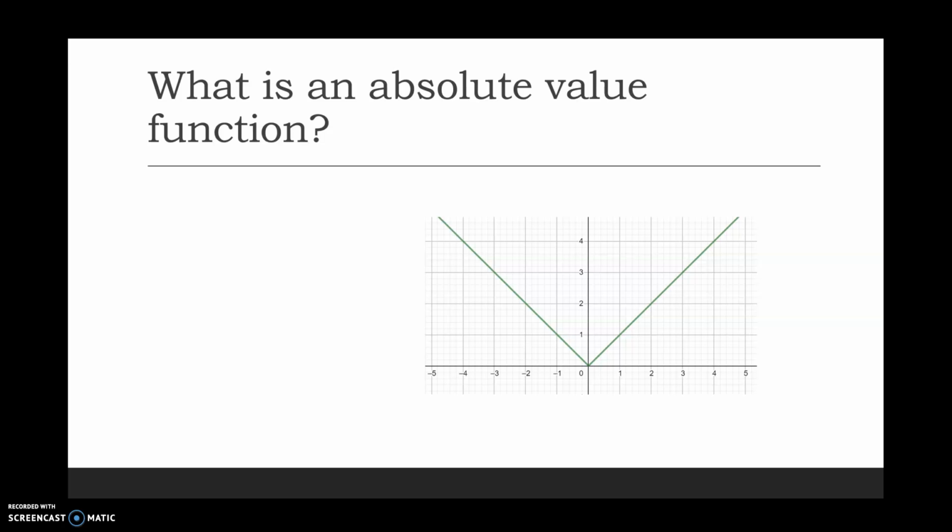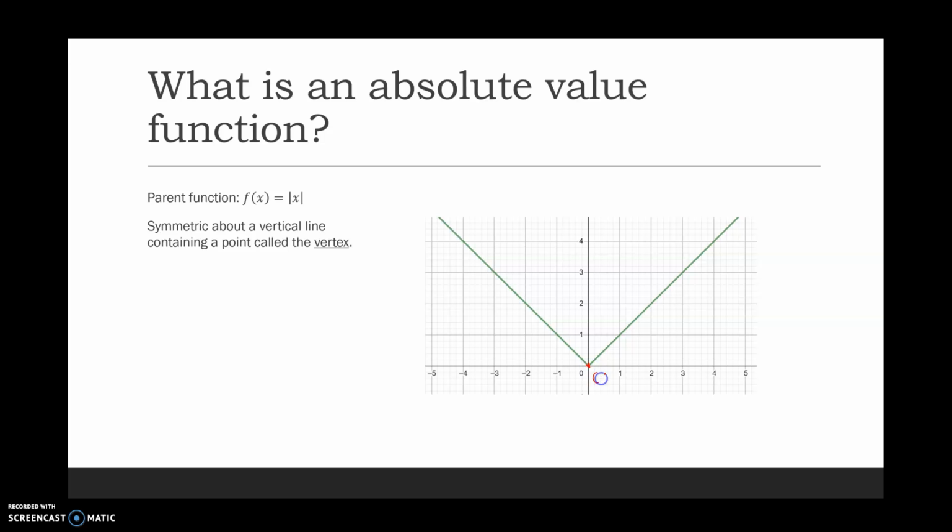So here's its graph. You'll notice that it's a V shape, so absolute value, V shape. The parent function for the absolute value is f of x is equal to the absolute value of x. So whatever you plug in, you take its absolute value, and that's how you get the output. It's symmetric about a vertical line containing a point called the vertex of the graph. So the vertex here is 0, 0.